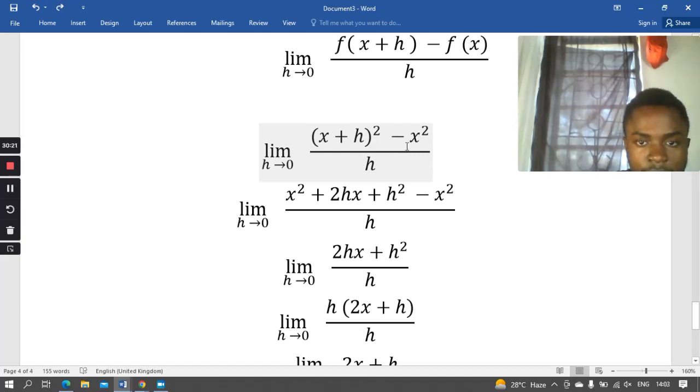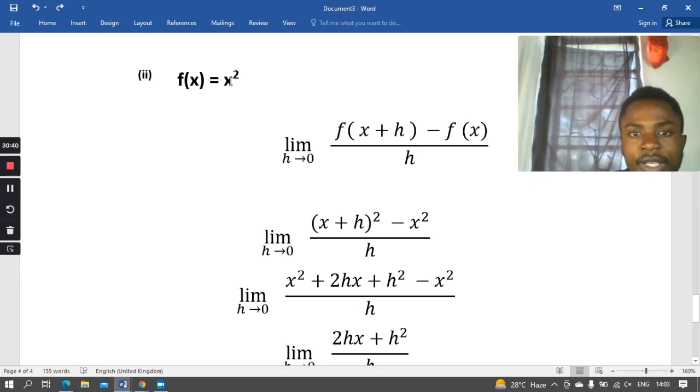On the formula? Yes, on the formula. All right, you know the formula. The formula is lim h approaches 0, f of x plus h minus f of x, meaning where there is x in this expression, you are going to put x plus h. And for this other side, where there is x in this expression, you are just going to put x. So when you do that, we are going to have x plus h squared minus x squared, which is this step. Do you get that?